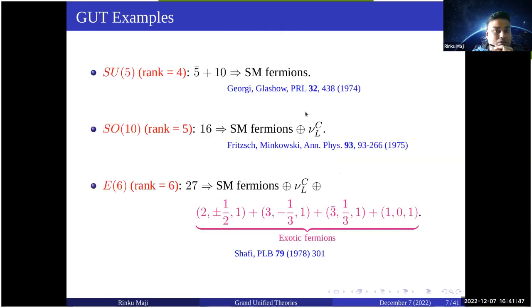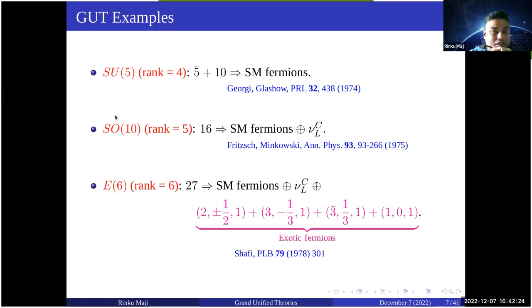Here are a few examples of GUTs. The lowest, minimal GUT model is based on SU(5), which has rank 4, the same as the standard model gauge symmetry. Here the standard model fermions are embedded in two representations comprising 5 bar plus 10. This combination actually cancels the anomalies in the gauge theory. For SU(N) there will be anomaly, and that should be cancelled.